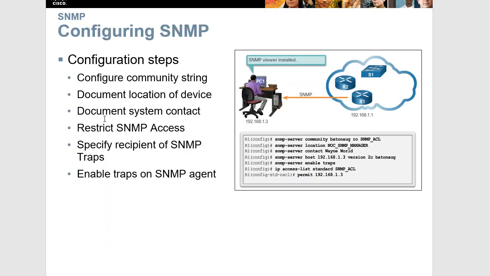And we'll go into configuring SNMP. So we're going to configure the community string, location, system contact, restrict SNMP access, specify the recipient of SNMP traps, and enable traps on the SNMP agent. So we'll go through all those commands and see how it works for SNMP v1, v2, and v3 as well.